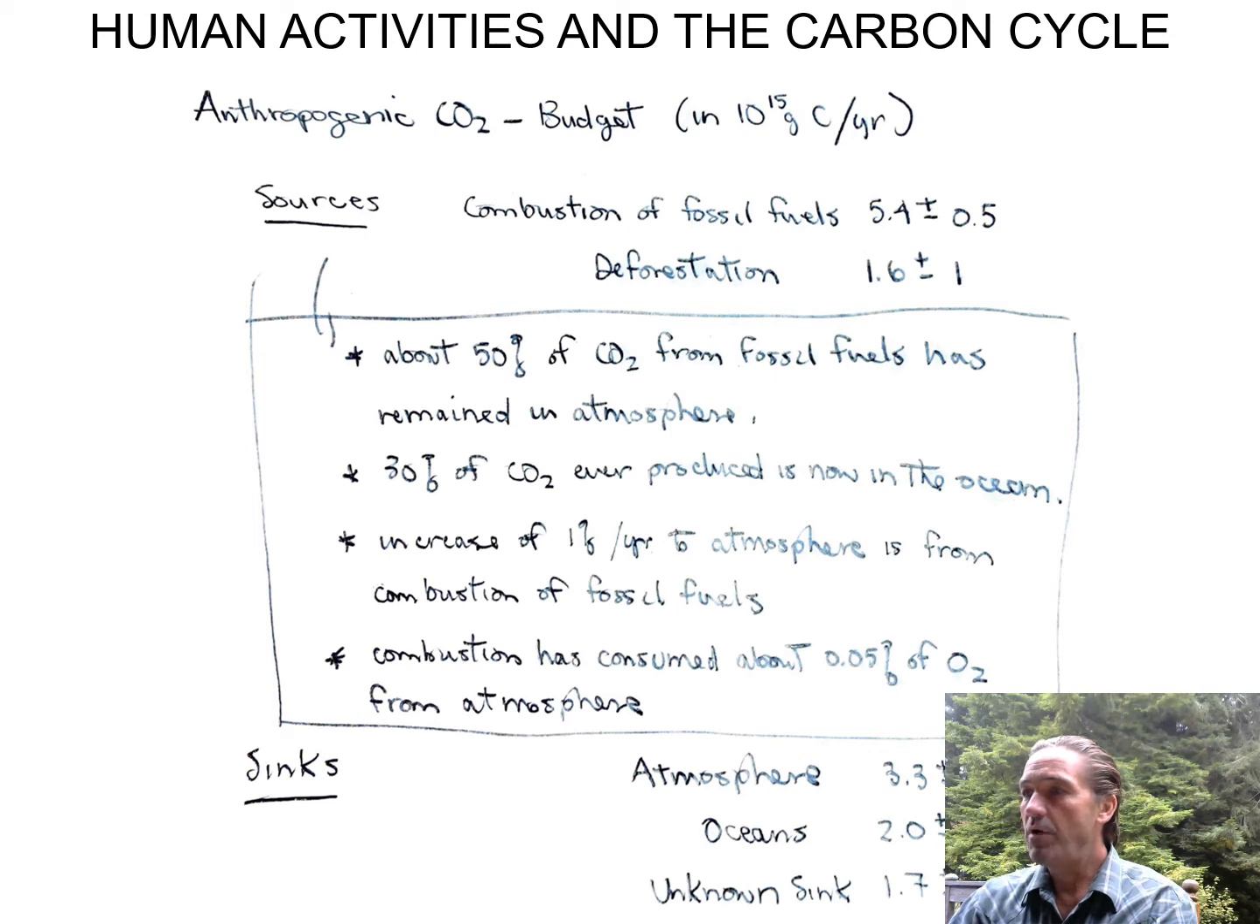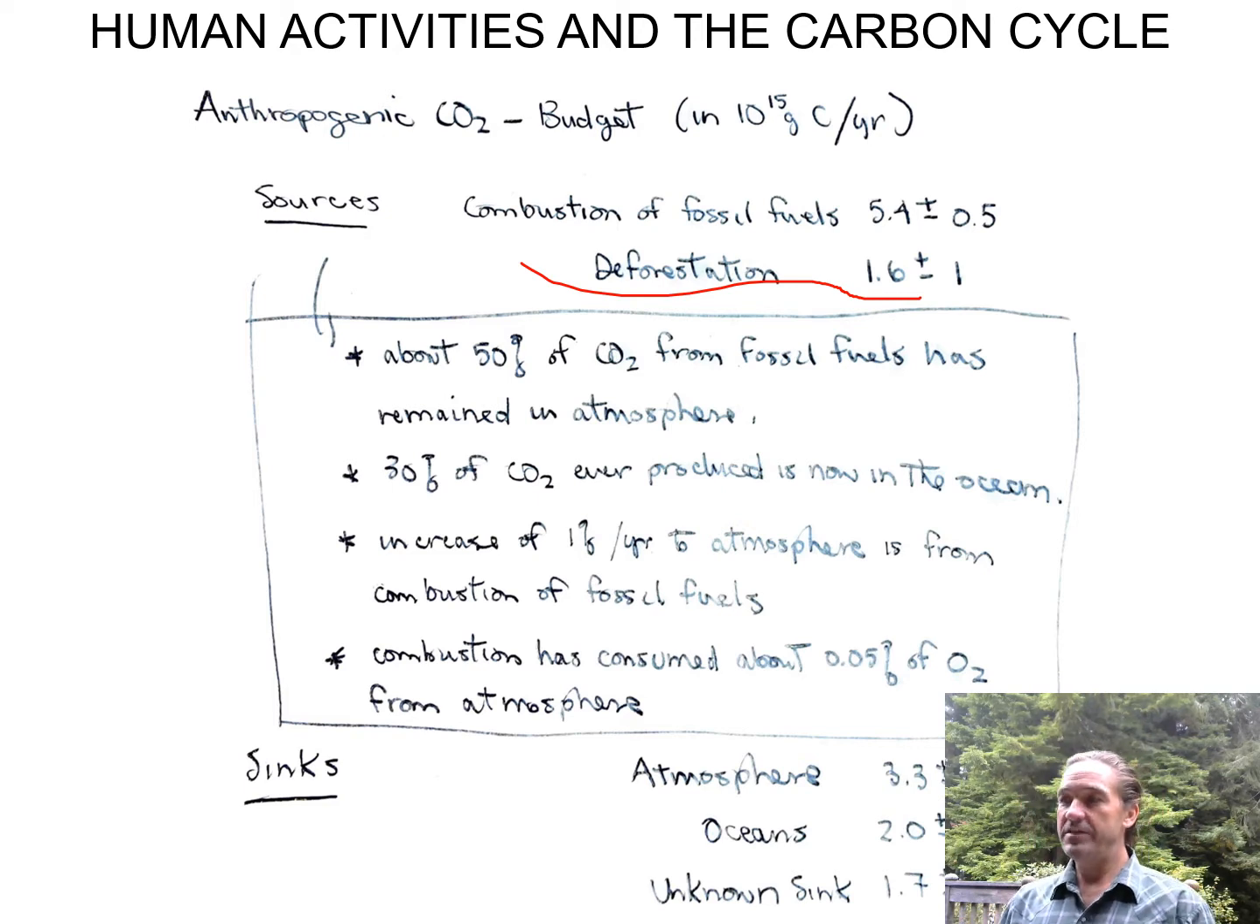And so when we think about these sources of carbon, about 50% of the CO2 from fossil fuels remains in the atmosphere. So we can imagine that the carbon dioxide in the atmosphere is building as we continue to burn fossil fuels. But 30% of the CO2 that we've produced since the Industrial Revolution is actually in the ocean. So much of it also gets sucked into the ocean.